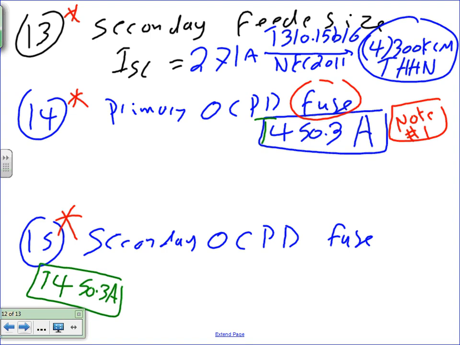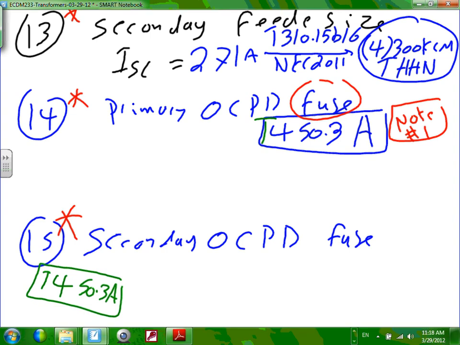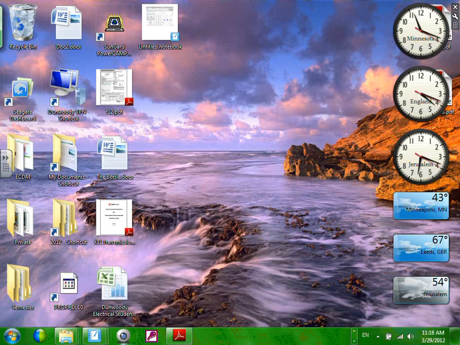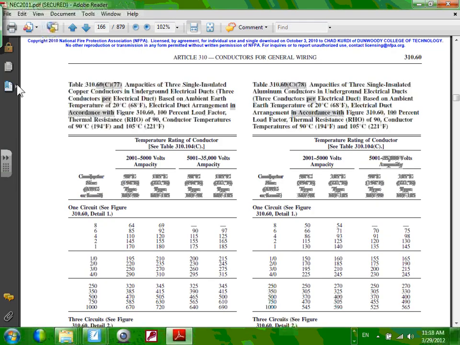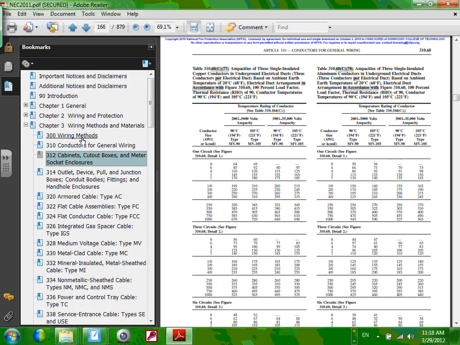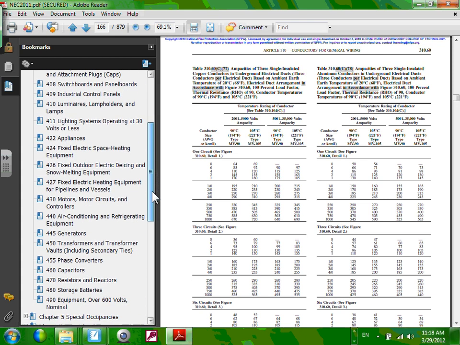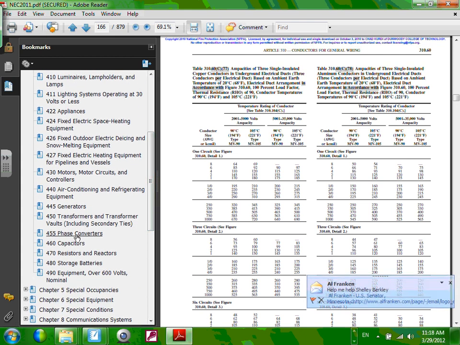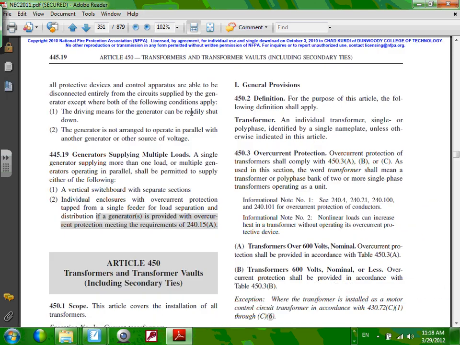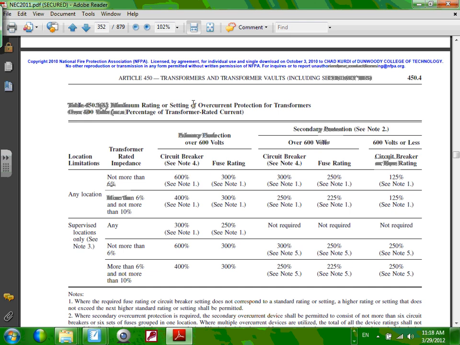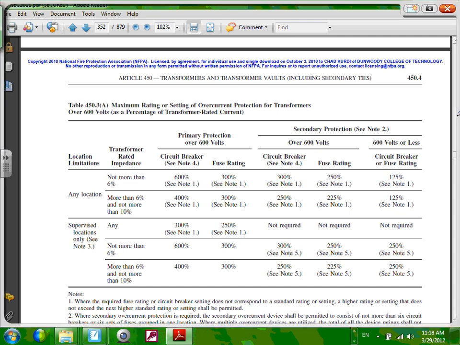We're going to go size fuses. For fuses, guys, I'm going to flash the code one more time. We're going to go back into the article. Which article were we in? The article that talks about transformers. I want to go from the back. Well, let's go here. So actually, you don't have to go from the back. Here's the transformer article. I'm going to go to table 450.3(A), the one that we're going to use to size the fuses, guys.